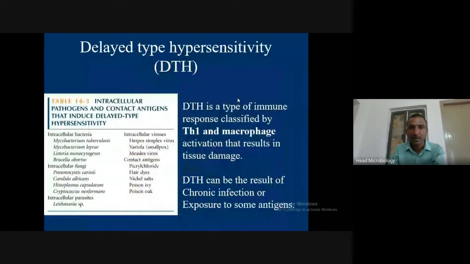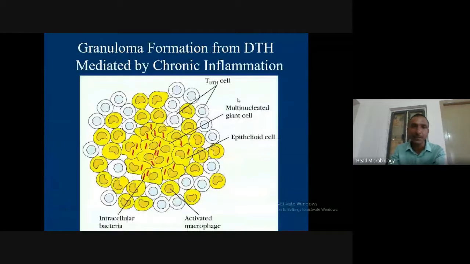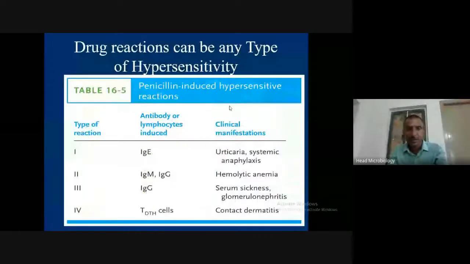Here, the delayed type of hypersensitivity is an immune response mediated by Th1 and activated macrophages that results in tissue damage. Delayed type hypersensitivity can be the result of chronic infection or exposure to antigens. The granuloma formation of delayed type hypersensitivity is mediated by chronic inflammation.